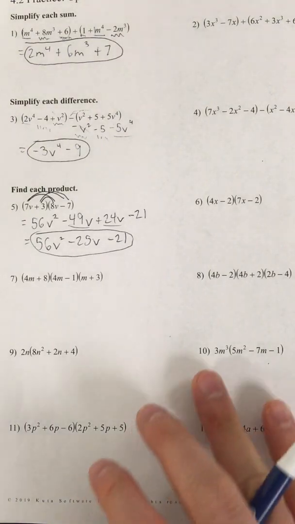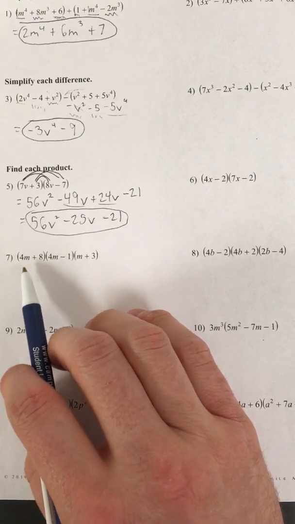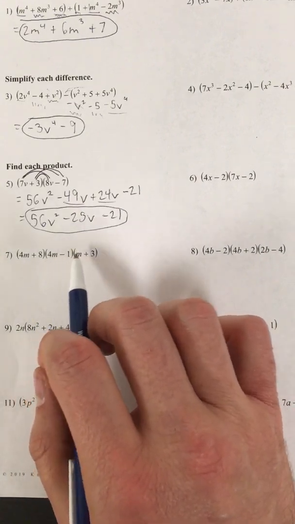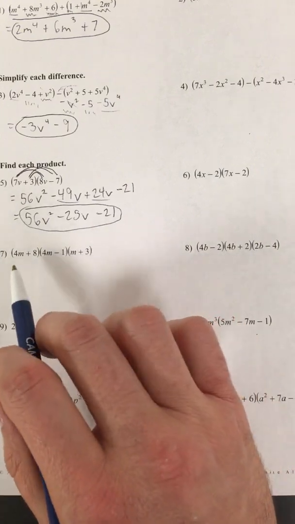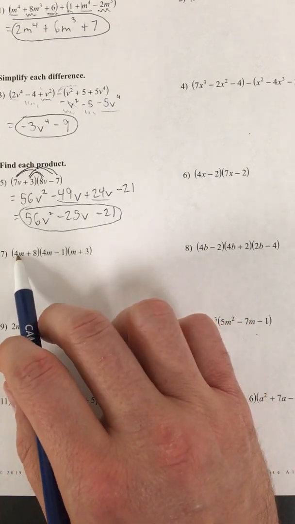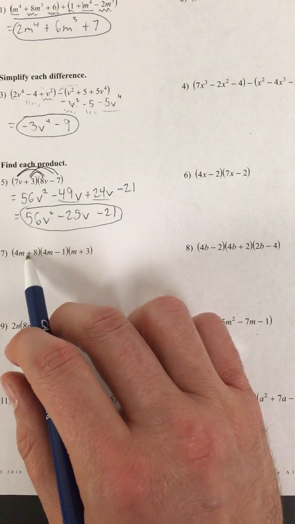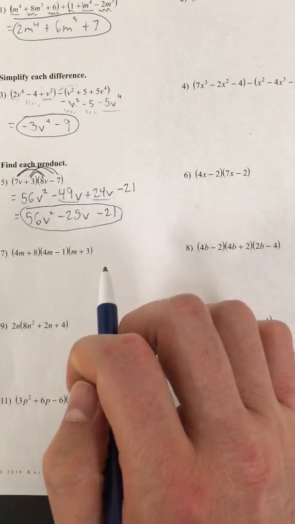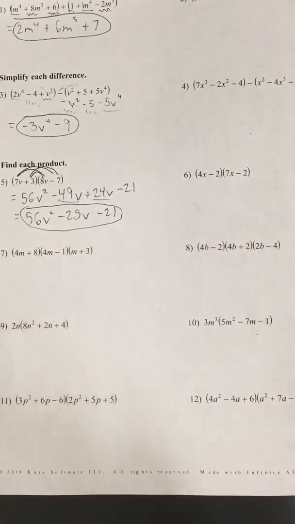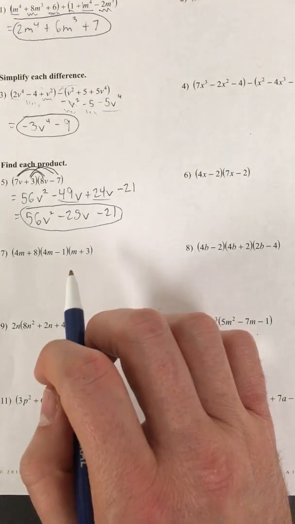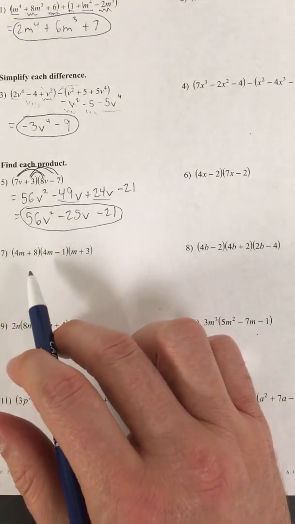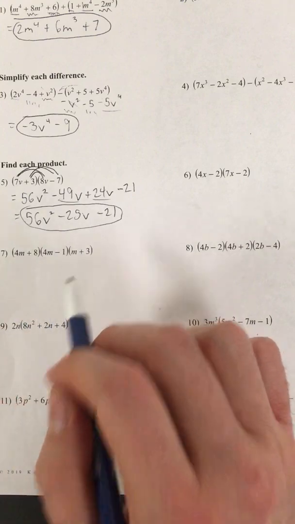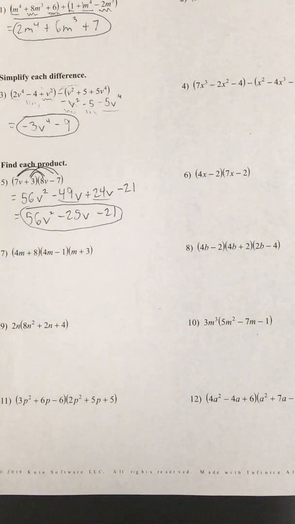Okay, now, number 7. I've got 3 things being multiplied together. First of all, let's talk about what we should not do. A lot of times people look at this problem and want to say, okay, 4m times m, and 8 times negative 1 times 3. No, don't do that. When you have 3 things being multiplied together, pick 2 of them. Multiply 2 of them together, get that answer, simplify it if you can, and then take that answer and multiply it times everything else.